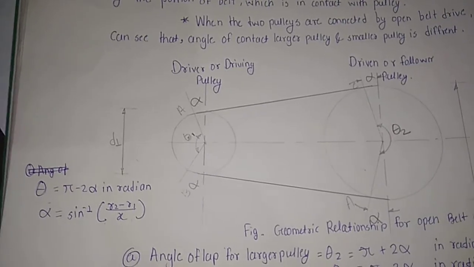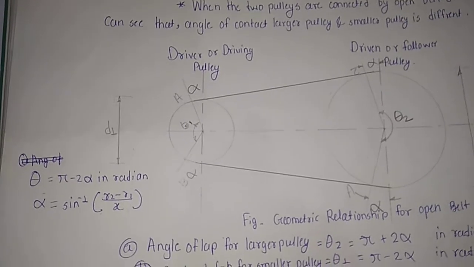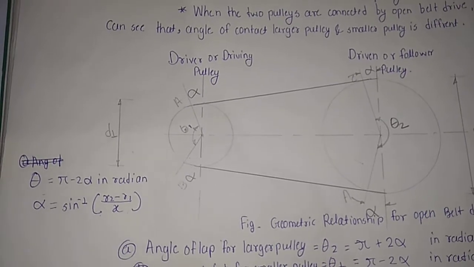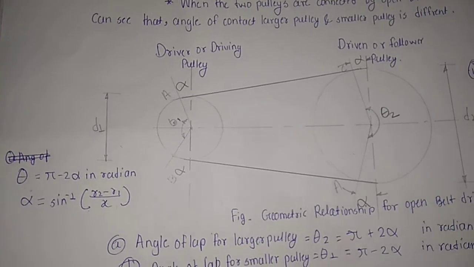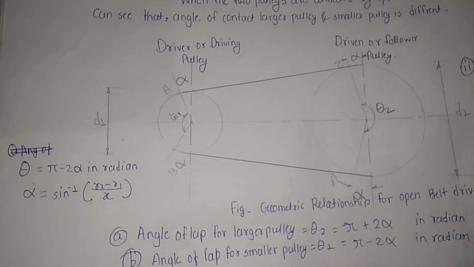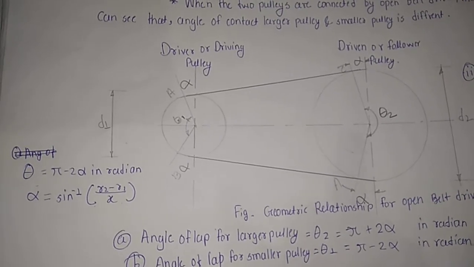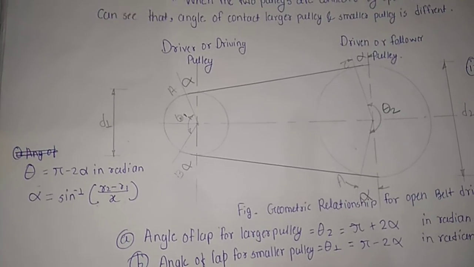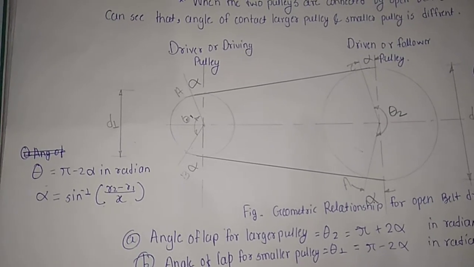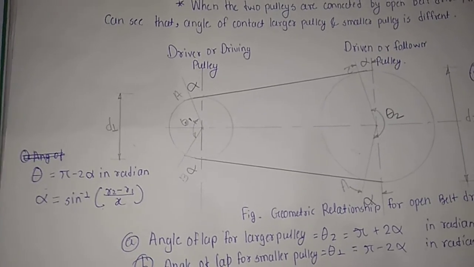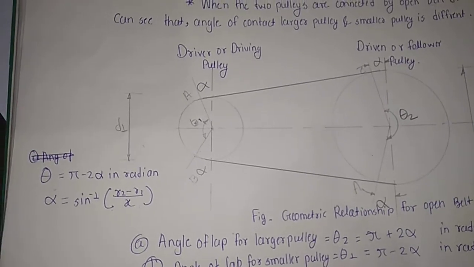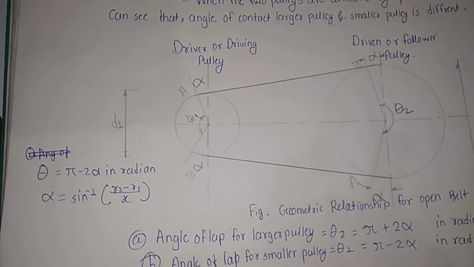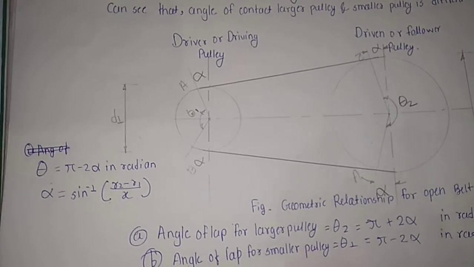These questions are frequently asked in question papers. First, define angle of lap in belt drive. Second, state the formula to calculate the length of open belt drive and cross belt drive, and state the meaning of each term by drawing a suitable diagram in both cases. Third, write down the formula of length of belt for open belt drive and cross belt drive.